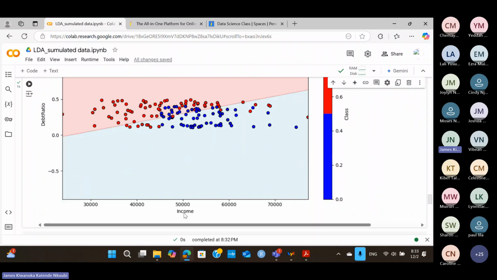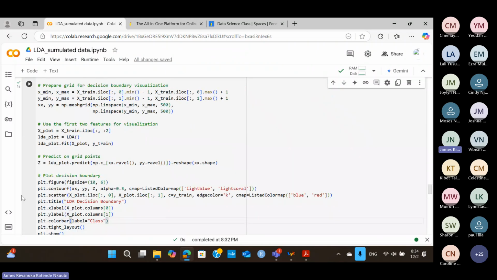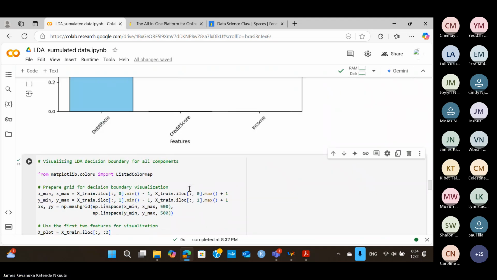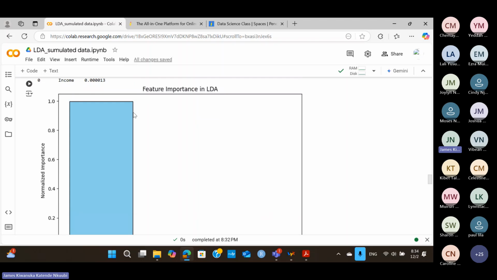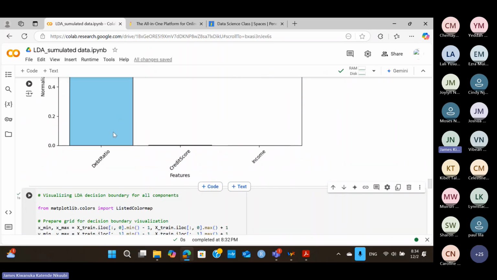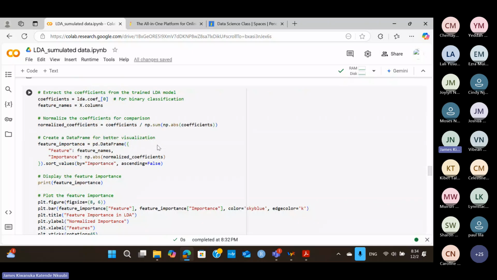But this now is not projected to the components. We've just used the actual variables, income and debt ratio, and produced a decision boundary. There's a lot of code there that does that for you. This one, we are not interested, but it gives a feature importance, and it tells you the debt ratio is the biggest contributor.